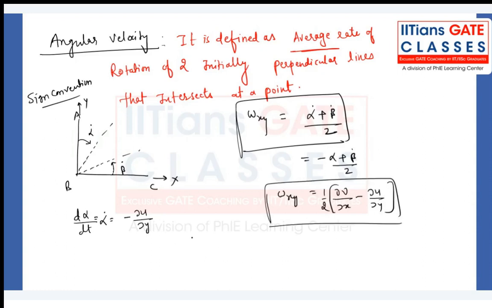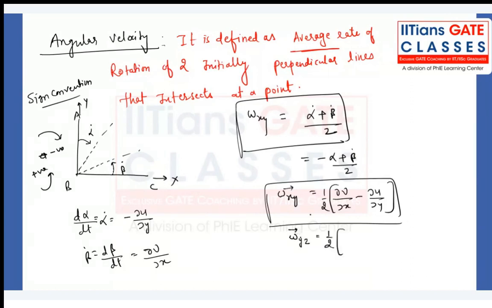Beta dot, we know that d beta by dt is negative for clockwise and positive for anti-clockwise, like this. So make a note of it. Similarly, my dear friend, the other thing we can write is omega yz. Omega yz you can write as half of, see xy is there, you please write xy at z like this. So xy is there, xy is there.